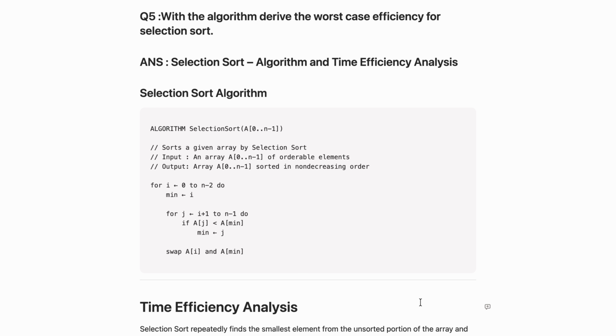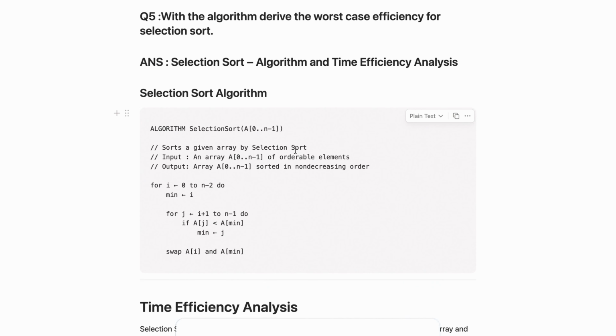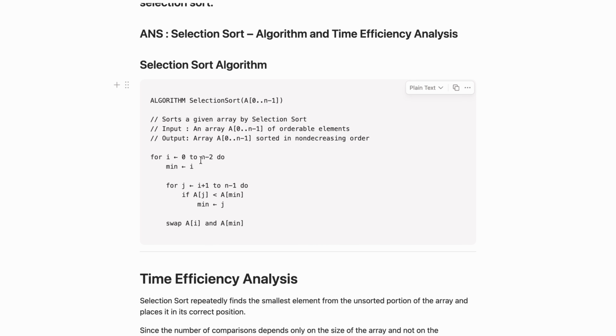So let's begin. On the screen you can easily see the selection sort algorithm. Here is the algorithm name, then an array. It sorts a given array by selection sort. The input is the array A, which can be any random numbers. The output is the array sorted in non-decreasing order. Here is the for loop starting from i equal to 0 to n minus 2, and the minimum value will be i, and then another for loop with j from i plus 1 to n minus 1. Then there is a condition: if A[j] is smaller than A[min], then we swap A[i] and A[min] and repeat this.